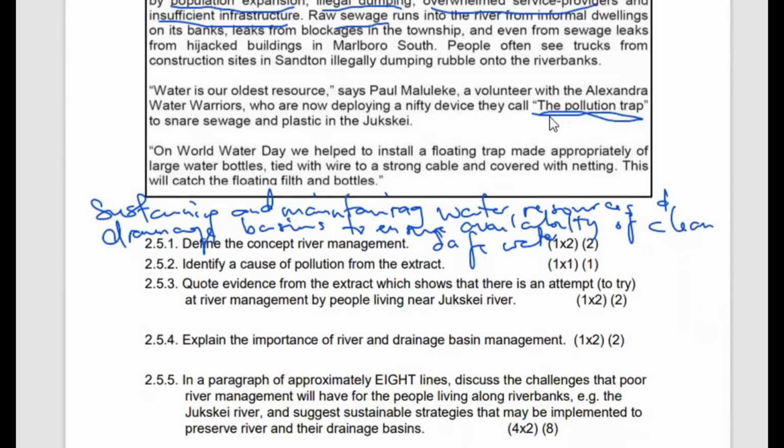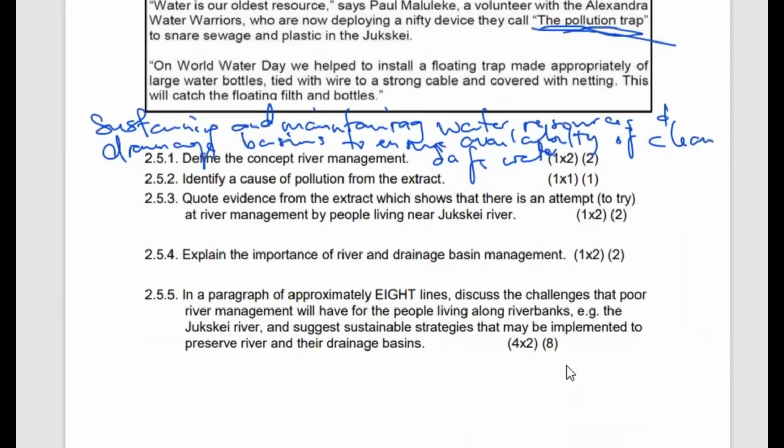They've implemented what they call the pollution trap. So the pollution trap, that is the quote that we want in that extract to suggest that they've tried to manage Jukskei River, the pollution trap. And it also says, on World Water Day, we helped to install a floating trap made appropriately of large water bottles tied with a wire. So it's another attempt here. On World Water Day, we have helped. This is another attempt. So we have two attempts there that we can quote, the pollution trap and also this, which they tried on World Water Day.